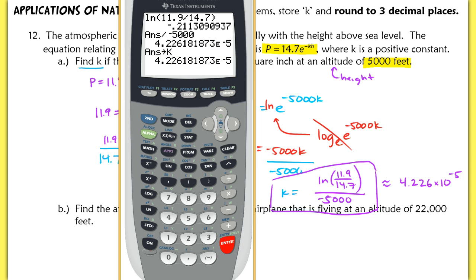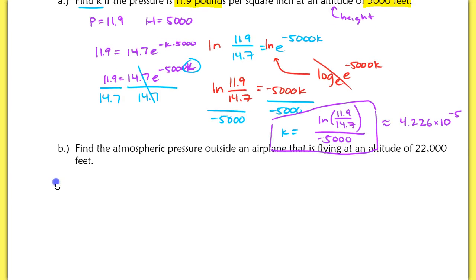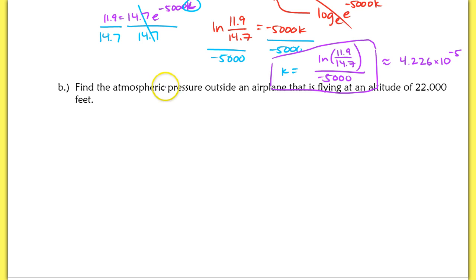So when I move on to the next problem here, where it says find the atmospheric pressure outside an airplane that is flying at an altitude of 22,000 feet. This time, we know our K value. We are missing the atmospheric pressure here. So we're missing our P value. We have a height of 22,000. So we're going to plug that into our function here. Our function is P equals 14.7 times E to the negative K times, in this case, 22,000.